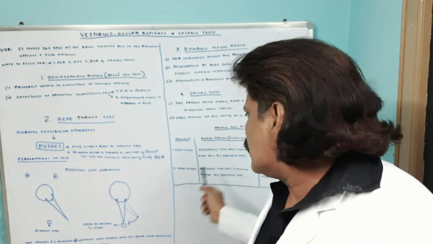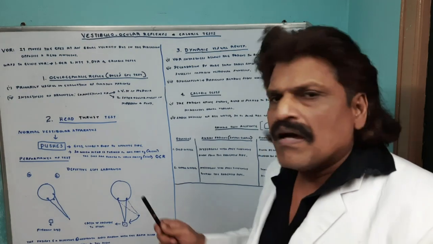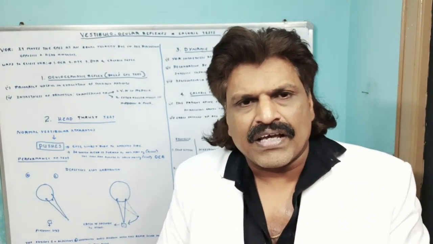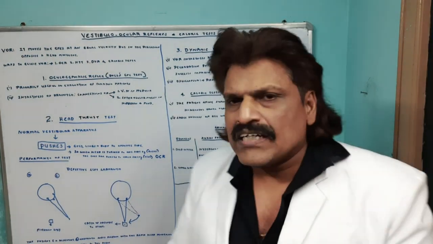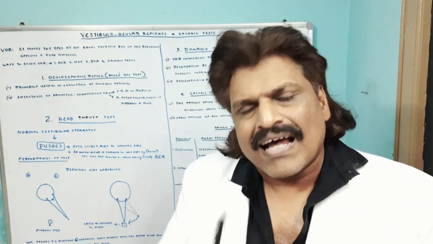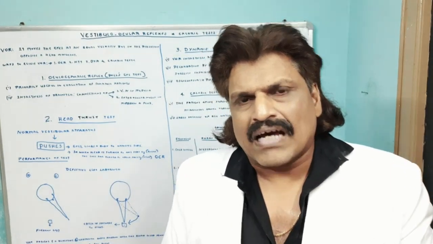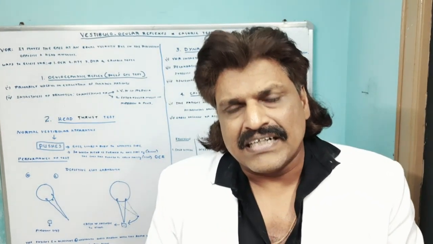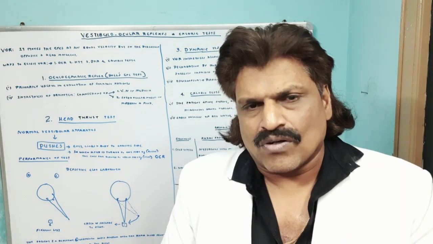So the tonic deviation of the eyes is towards the side of the lesion, but the nystagmus with fast component will be away from the irrigation side. So the nystagmus shows the intactness of the cortex, especially the frontal cortex, and the tonic deviation shows the intactness of the brainstem. So by caloric stimulation, we can find out whether the vestibular apparatus is intact or not, and whether the vestibulo-ocular reflex is intact or not.